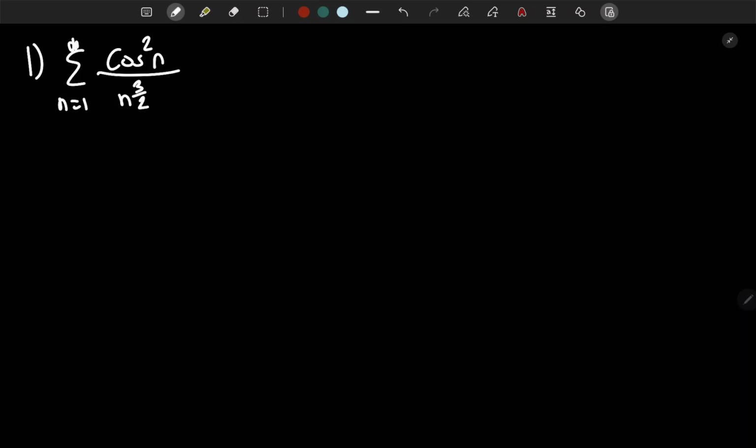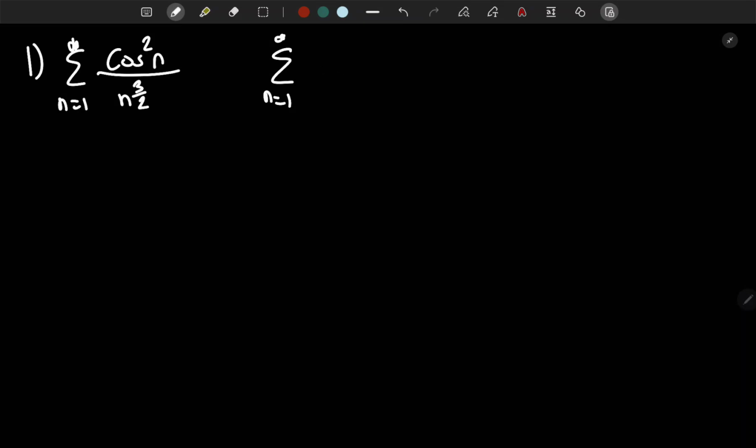So in DCT now, we somehow need to come up with a sequence which has a similar behavior to cosine squared n over n to the power of 3 over 2. Let's just call this a of n. So let's call this b of n.